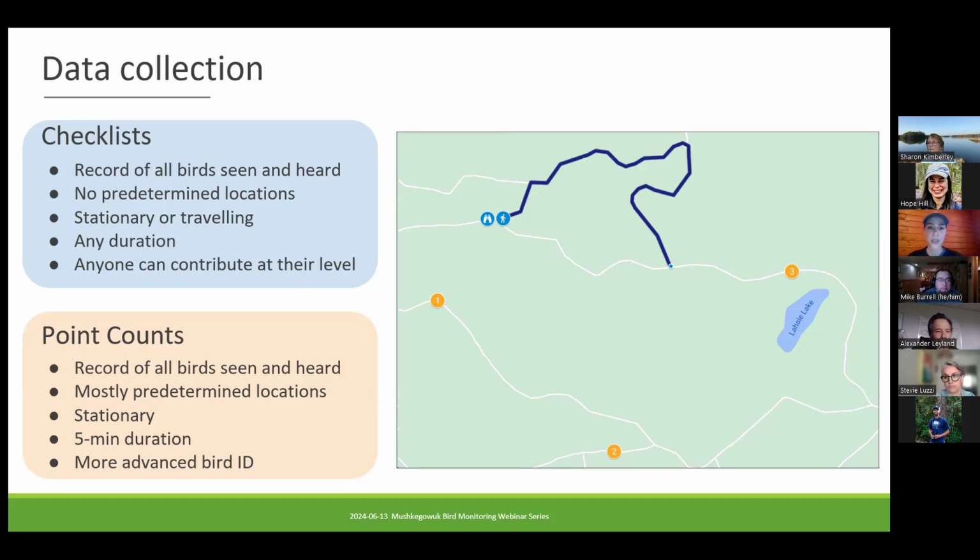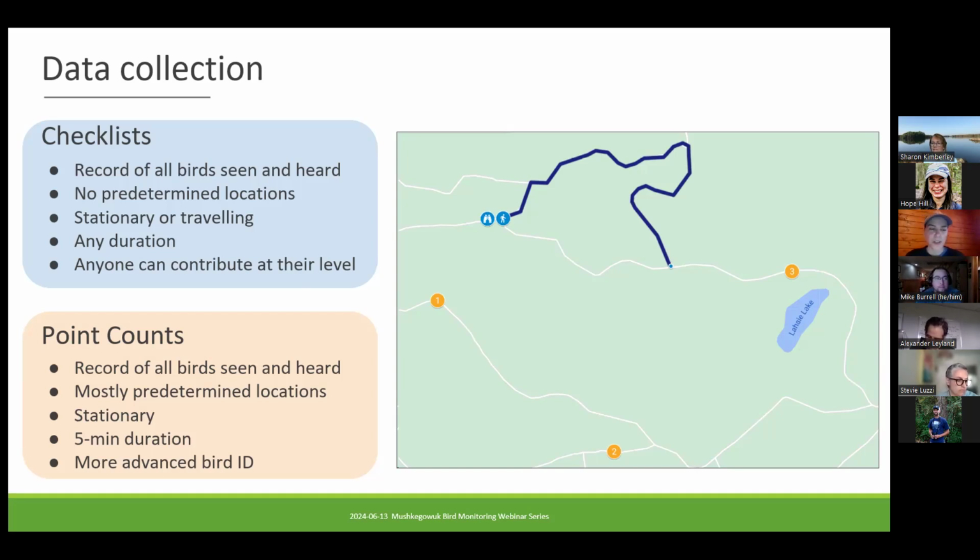Point counts, on the other hand, are, again, where you record all the birds that you saw or heard, but they're mostly at predetermined locations. So on the map on the right, you can see that station 1, 2, and 3, those would be point counts at predetermined locations that are kind of randomly assigned. They're stationary, so you just go to the point, you record all the birds that you see and hear for 5 minutes, and you do need a little bit higher bird identification skills to do point counts, or you could use technology to help you if you're newer to birding and you want to do some point counts.